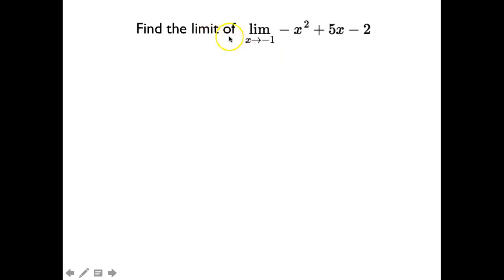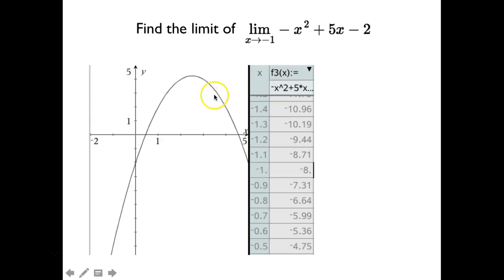Okay, first thing, find the limit as x approaches -1 with the function negative x squared plus 5x minus 2. First thing to start you guys off is I'm going to show you a graph and a table because you guys should know how to do limits with these two things. If you do the limit as x approaches -1 with this table, you will see from the left you are approaching a y value of -8, and from the right you are approaching a y value of -8. Therefore, we know the limit as x approaches -1 is -8.